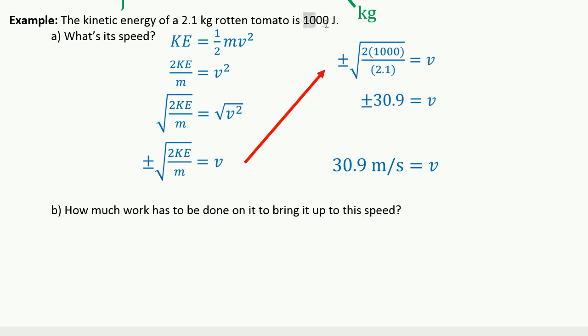And that was given to us right in the problem to start with. So we just put it right down there. No equations, no algebra, no math, just recognizing that there's this link between work and energy. The amount of work that needs to be done to get something up to speed is the kinetic energy it has when it's moving that speed.